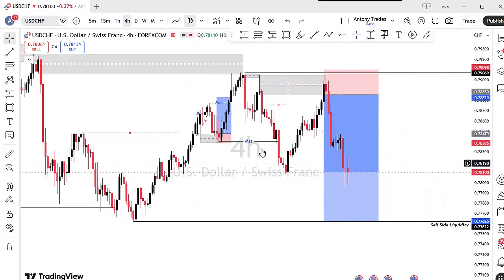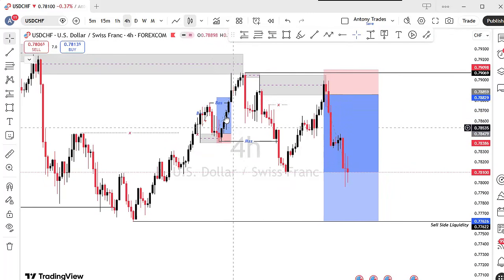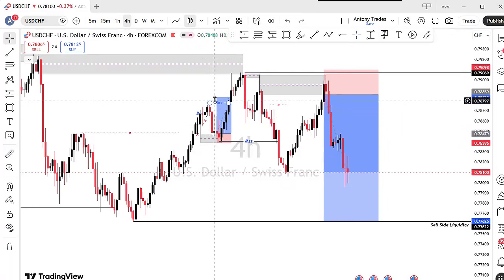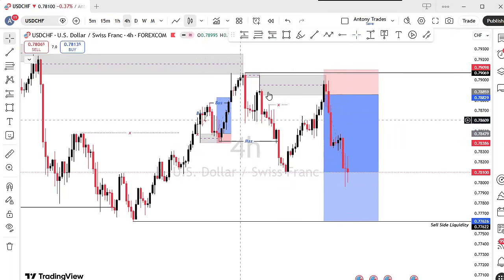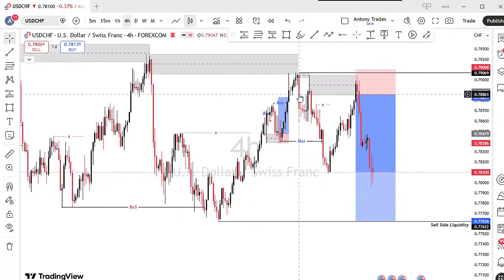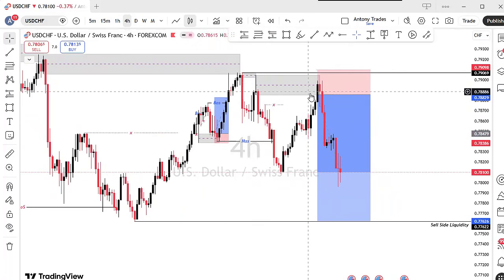The market pushed down and gave us this change of character because this was the last BOS, a very strong BOS. If you go to the 1-hour time frame, and you know how to identify a strong BOS, you're going to see that this was a very strong BOS. Market came down and gave you this change of character. So there was nothing preventing me from taking this sell from this area.